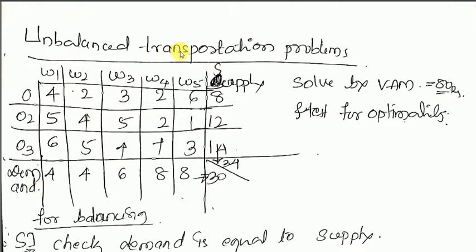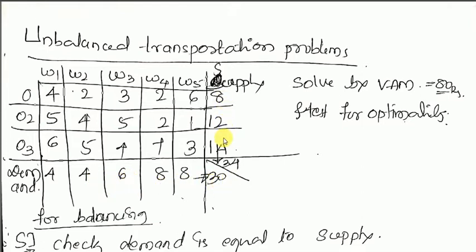In the unbalanced transportation problem, the optimality test is there, everything will be there. Only, they will ask you to check whether it is balanced or not, and then you can go for solving. In the problem they will say, solve the unbalanced transportation problem for the optimality test. Here, 4 plus 4 plus 6 plus 8 plus 8 is equal to 30.